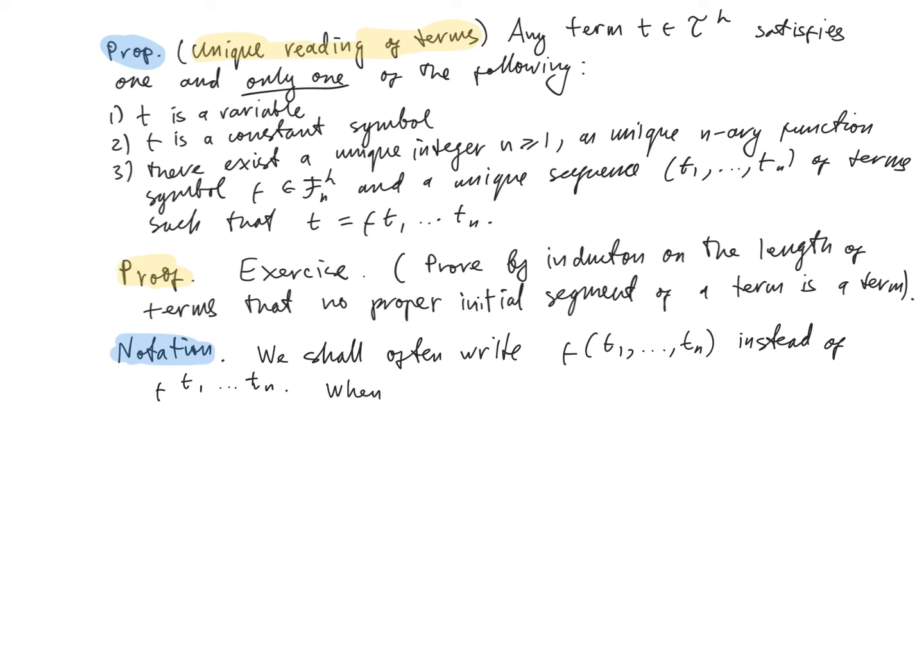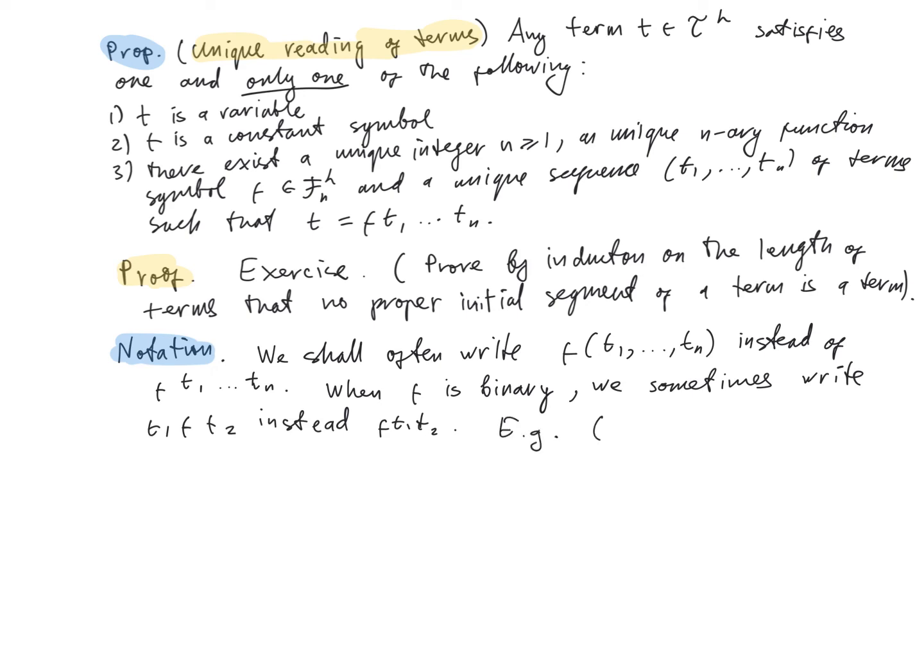In particular, when f is binary, we might also sometimes write t1 f t2 to denote the term which formally was defined as the term f t1 t2. This is in order to make things more consistent with the usual mathematical notation. So, for example, we can write x plus y times z. This means, in the formal definition of terms that we made originally, the term z y x plus times.